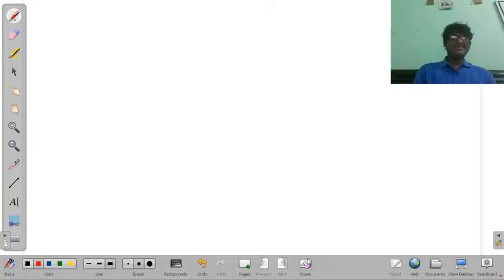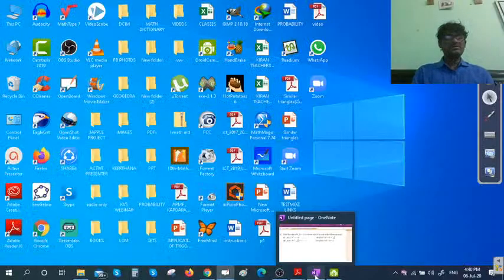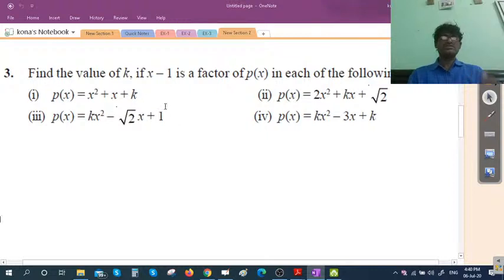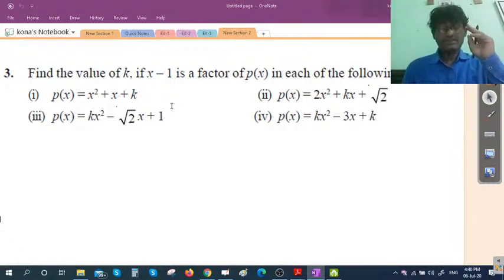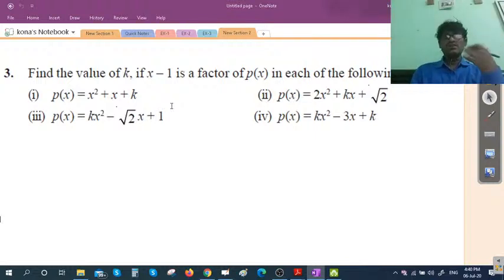Okay, right. Let us do some problems by using this. You can see some problems there, right? Find the value of k if x minus 1 is a factor of p of x in each of the following cases. Let me do 1 or 2 of these, and the remaining you do. Let me do the second one and third one. You do the first one and fourth one, right?